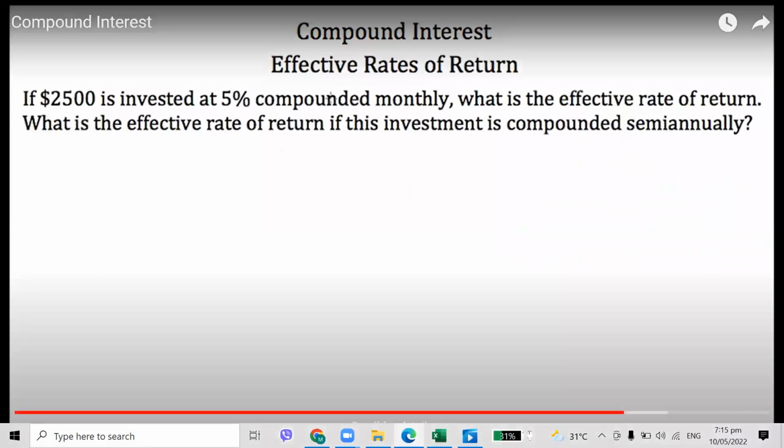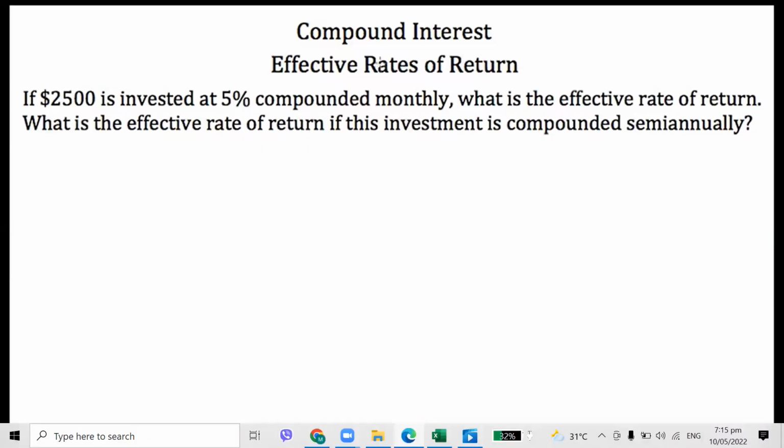Now the last thing we're going to talk about are effective rates of return. Effective rates of return are simple interest rates that we calculate or are equivalent to rates that are compounded. Because when you compound interest, you end up with more money than you normally would if you just calculated simple interest. So let's look at an example here. If $2,500 is invested at 5% compounded monthly, what is our effective rate of return? And then let's compare that to the effective rate of return if this investment is compounded semi-annually or twice a year.